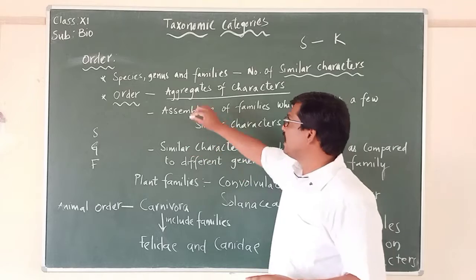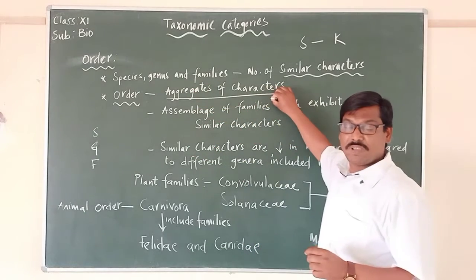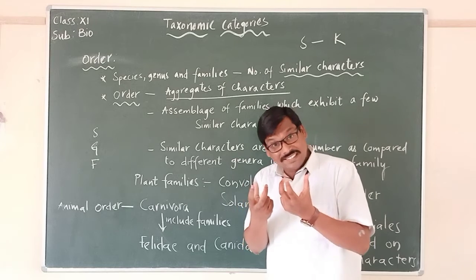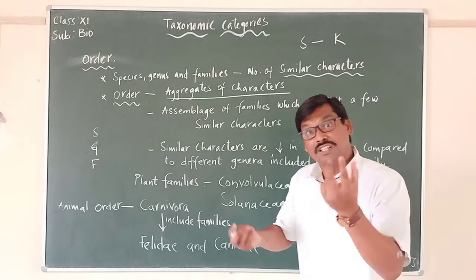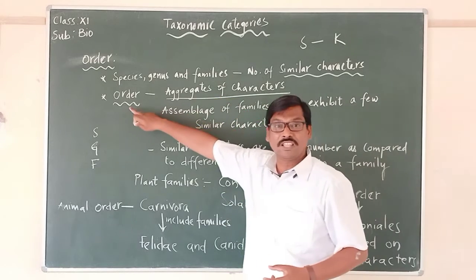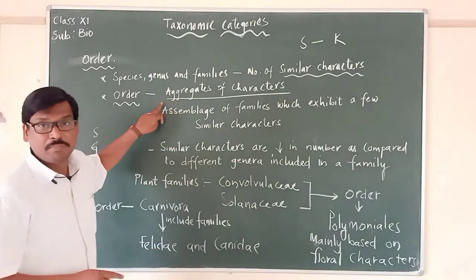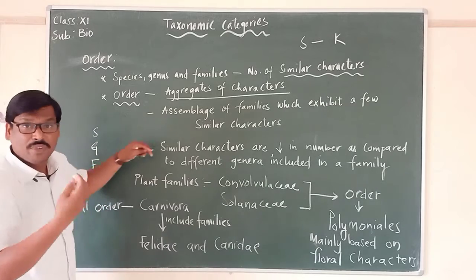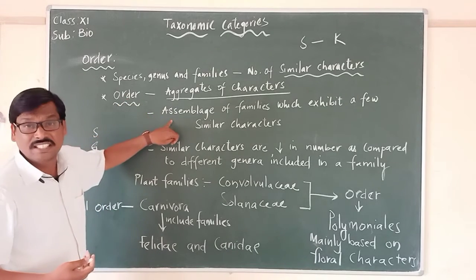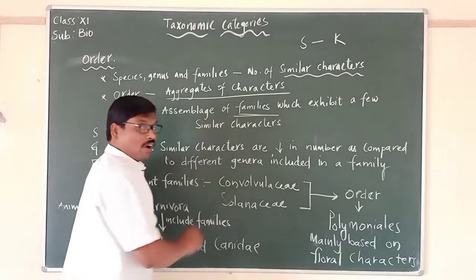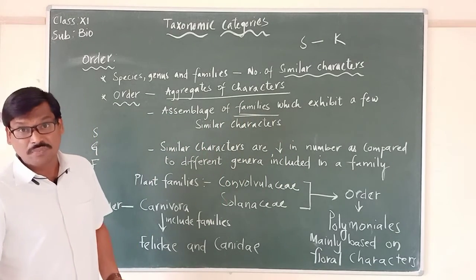So in the order, aggregates of characteristics means those sharing similar characteristics, less in number, we keep them in the order. That's the point you have to remember. Otherwise, we can say order is nothing but the assemblage of families.